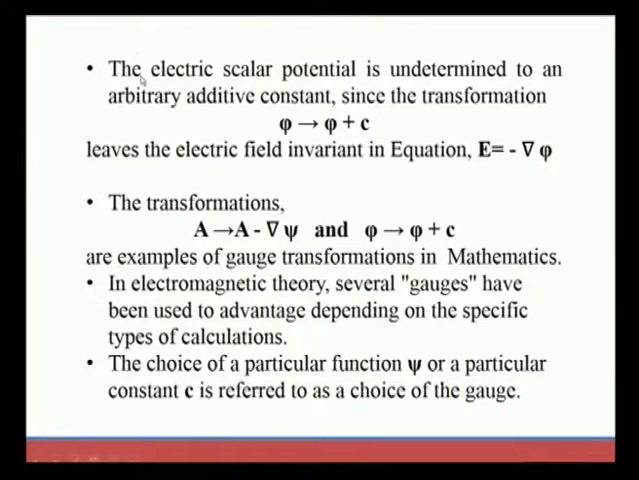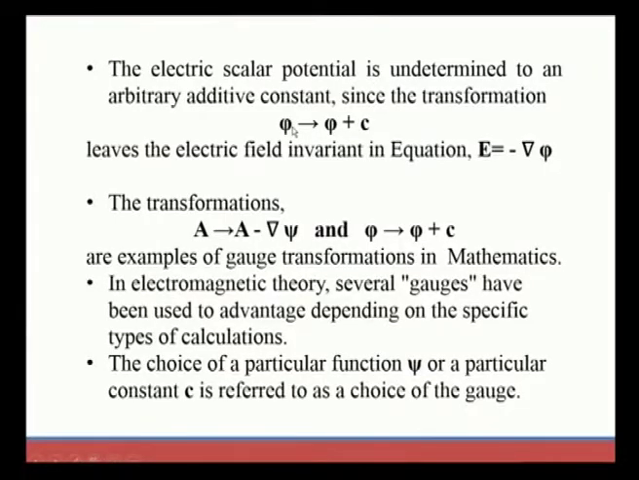The electric scalar potential is undetermined up to an arbitrary additive constant. The electric field is represented in terms of phi, the scalar potential. If we represent this phi as phi plus c, where a small change is added, this does not affect any electric field. So it leaves the electric field invariant.